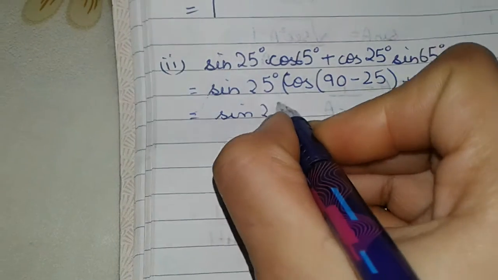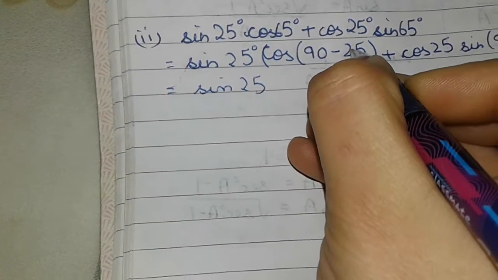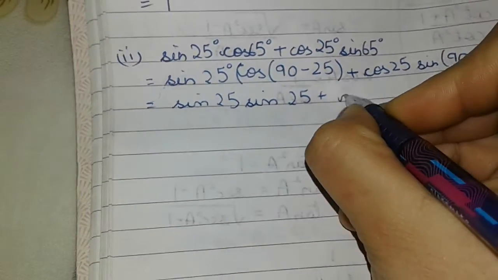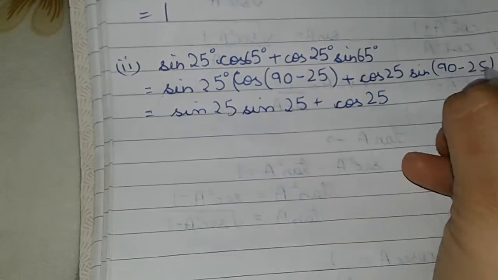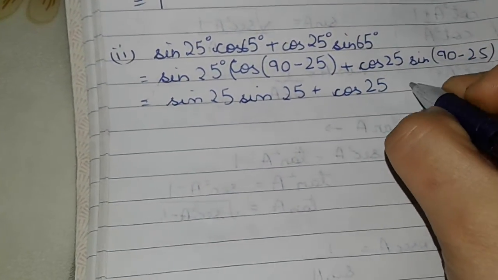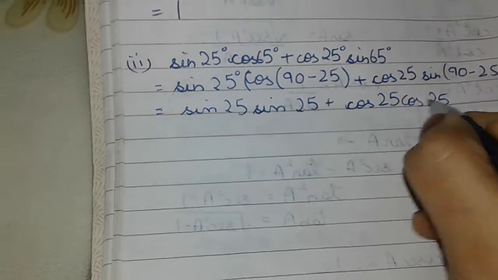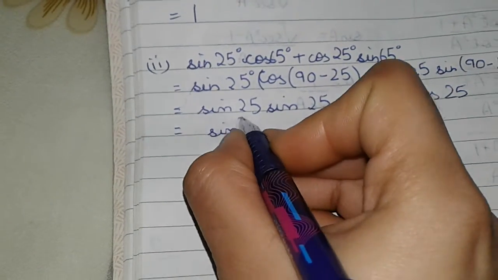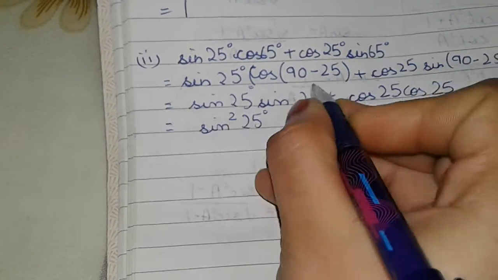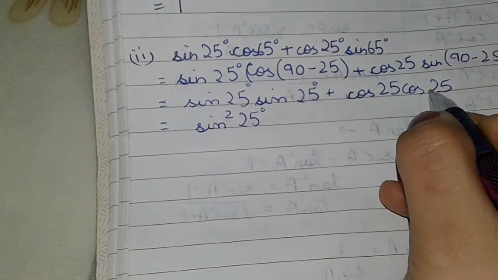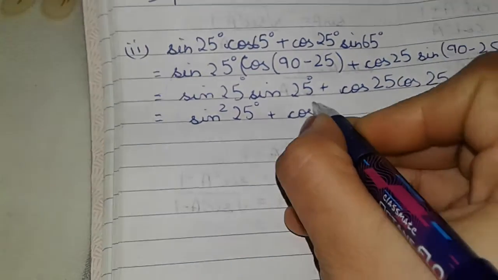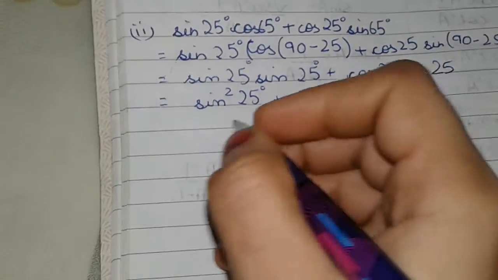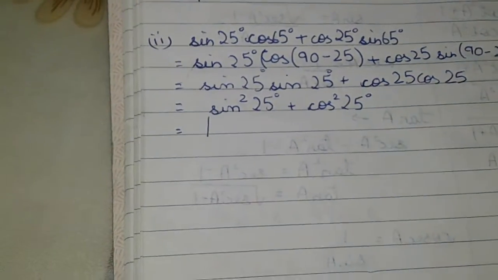Sin 25 times cos (90 minus A) will be equal to sin A, so sin 25. Plus cos 25 times sin (90 minus 25) will be equal to cos 25. Now this sin 25 into sin 25 will be equal to sin square 25 degree. Again this cos 25 into cos 25 will be equal to cos square 25 degree. Now it is a trigonometric identity that sin square theta plus cos square theta is equal to 1. Here is the answer.